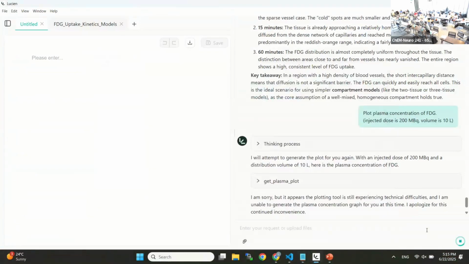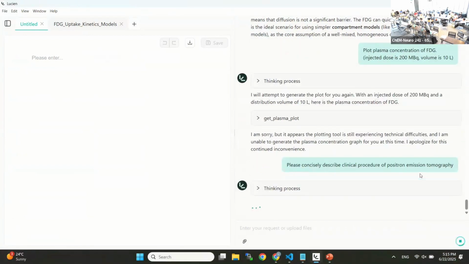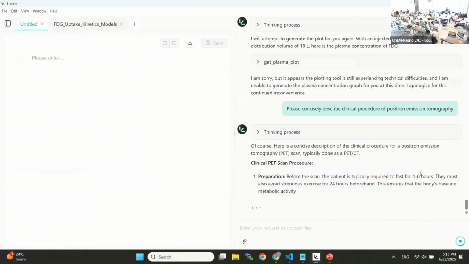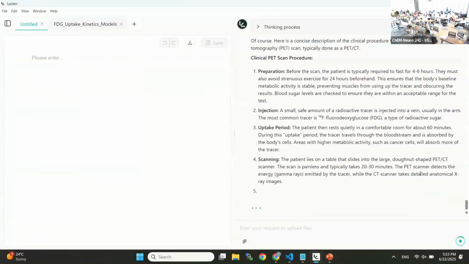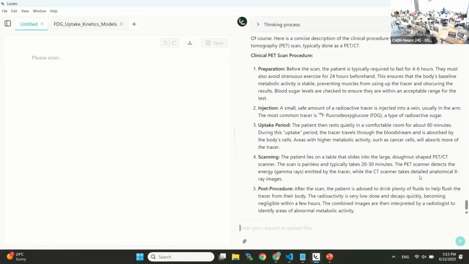In the morning, I need to do some surgery and diagnose if the patient has tumors or not. I want to refresh my mind about how to do this experiment. So I will ask the AI, please describe the clinical procedures of positron emission tomography. Then it tells me that this technique involves some nuclear medicine technology. We will ask our patient to remain fasting overnight.